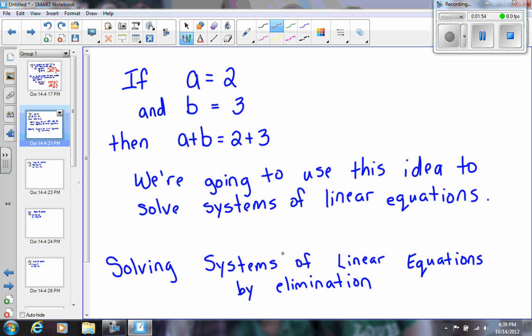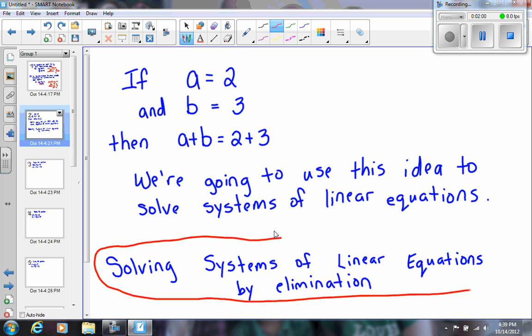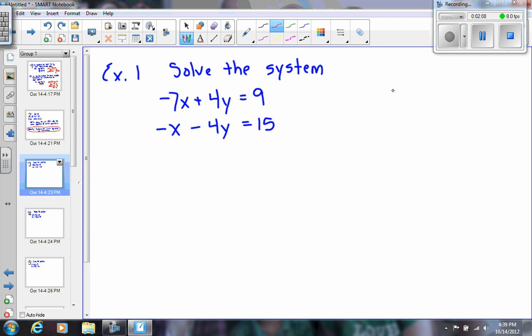So our title of today's lesson is Solving Systems of Linear Equations by Elimination, and that's the method we're going to use. It's a little bit different than the substitution method. So here's the first example, and you're really going to like this one. I'm going to use that idea that if a equals 2 and b equals 3, that a plus b equals 2 plus 3. So what I'm really doing is I'm adding the left side together and I'm adding the right side together, and I get a true statement. So I'm going to do that here. I'm going to add the two equations.